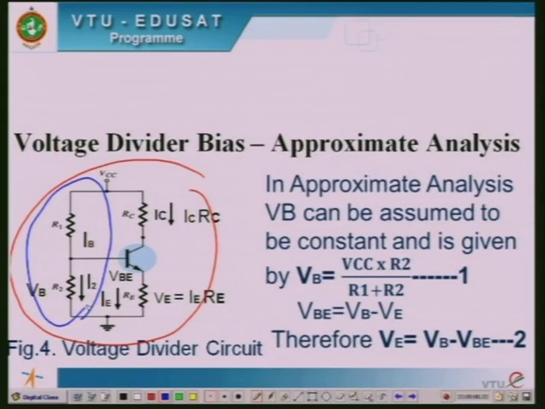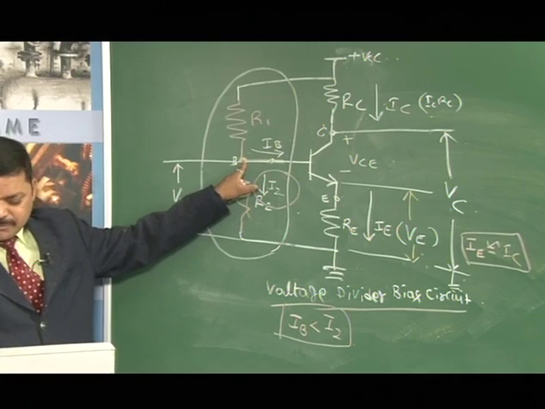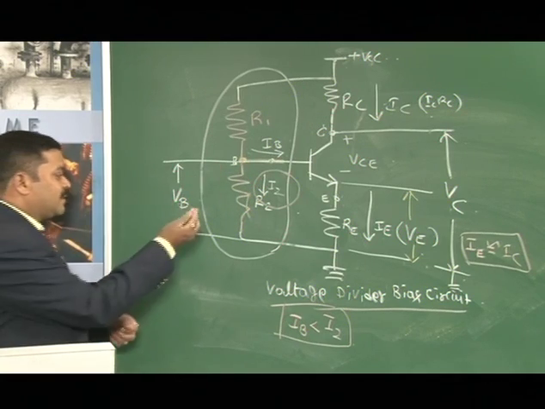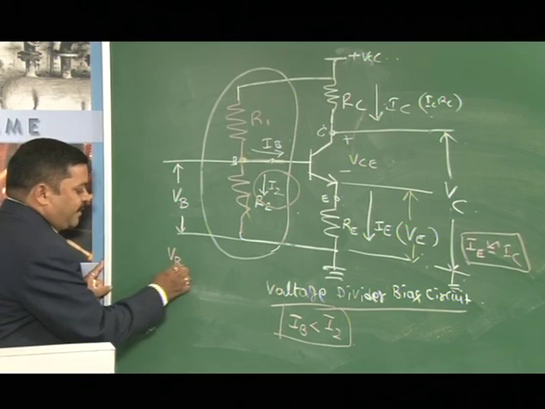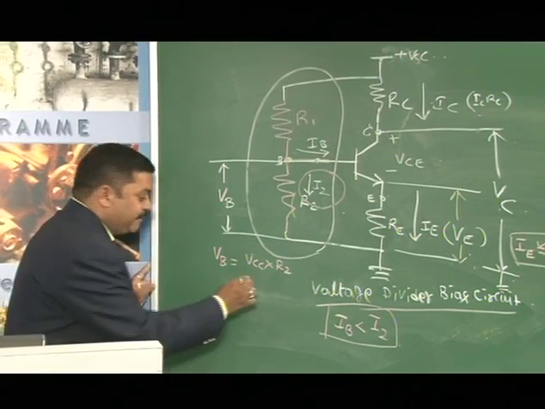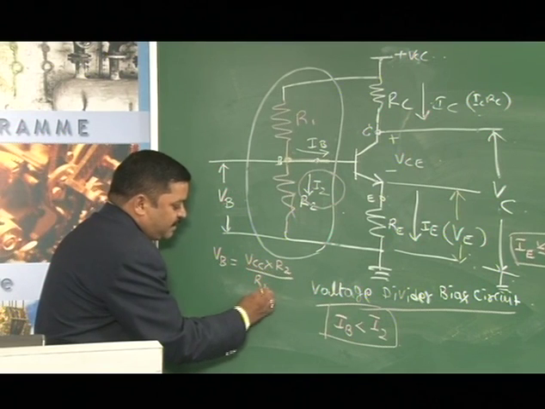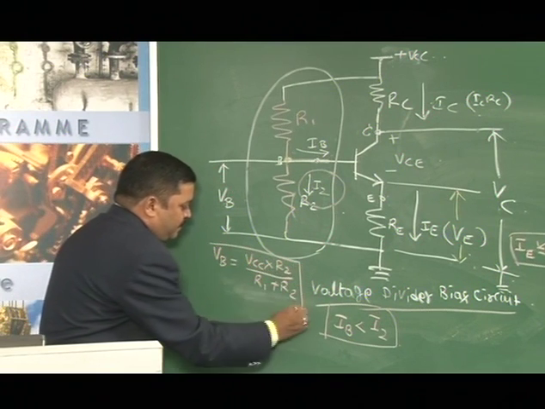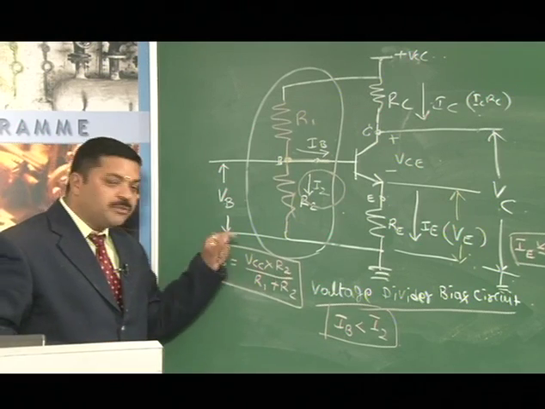Let us come to this. Now in approximate analysis, VB can be assumed to be constant. VB is given by the voltage divider network voltage only. At this point, what is the voltage? Which is VB, I have written in the last, that is applied voltage VCC into R2, the grounded resistance, divided by R1 plus R2. So this is VB.